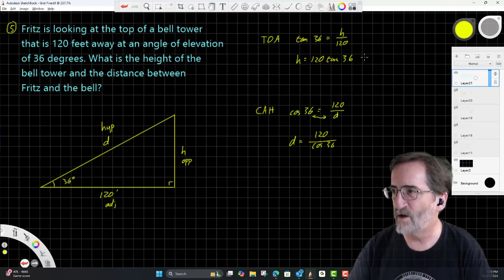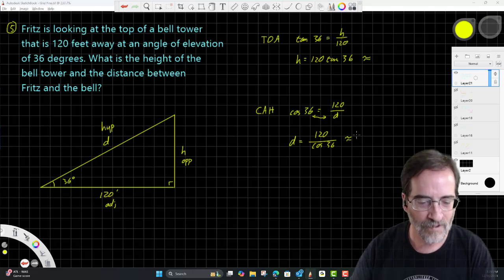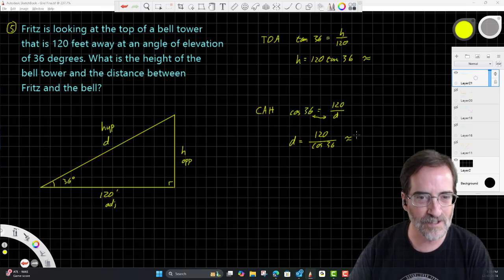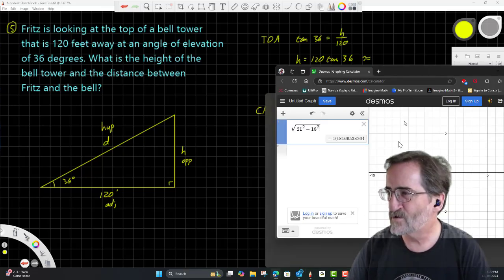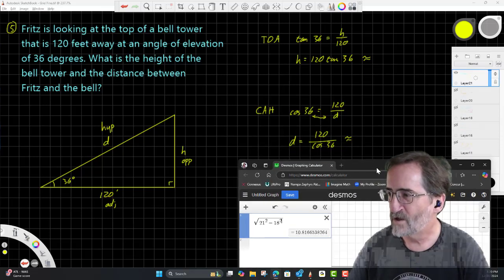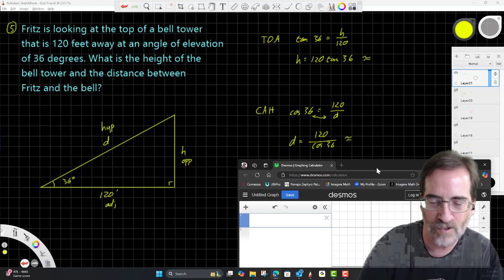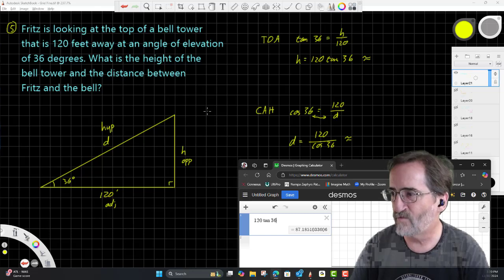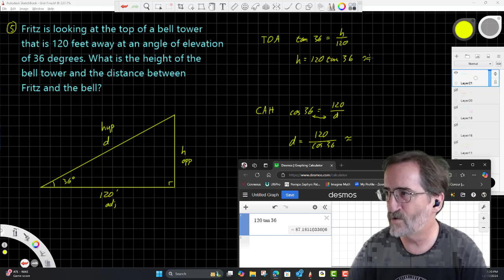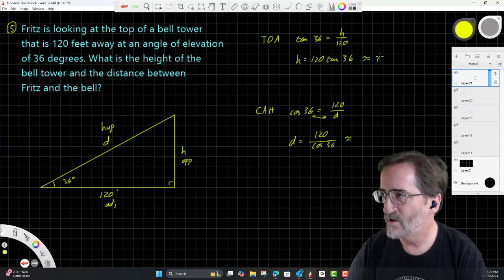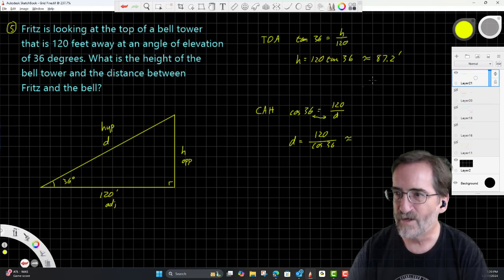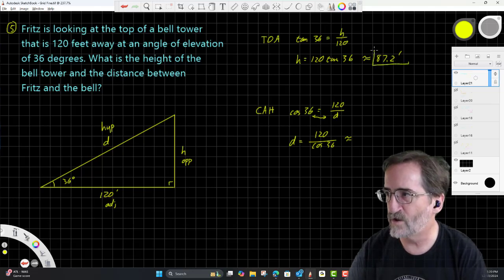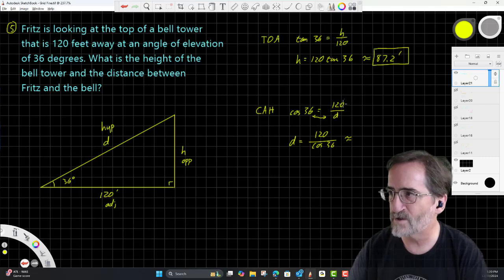Okay, now I'm going to reach for a calculator and find H and D. Okay, so Desmos, here comes the Desmos. And we're going to do H, which is 120 tan 36. 87 point, I'm going to go to the nearest tenth, 87.2 feet. That's how high the bell tower is. That's pretty big. That's almost 9 stories.